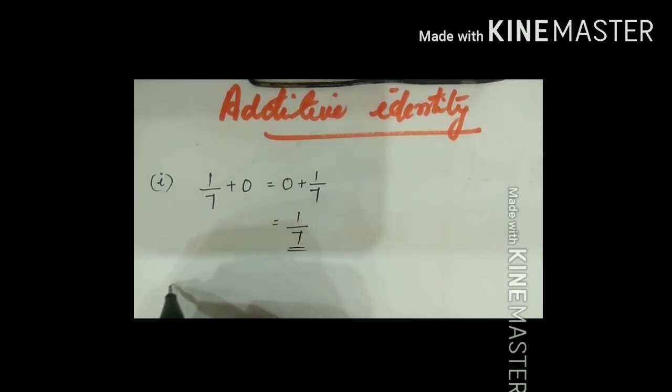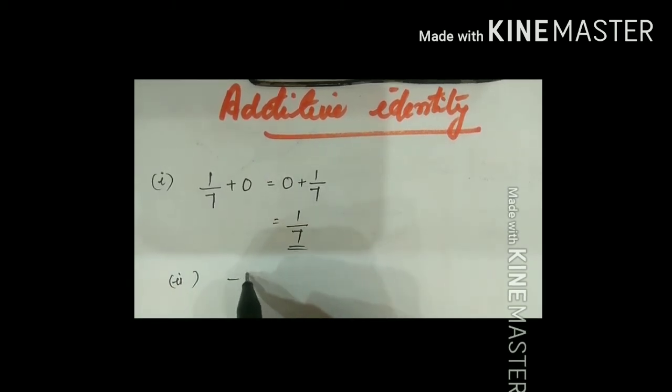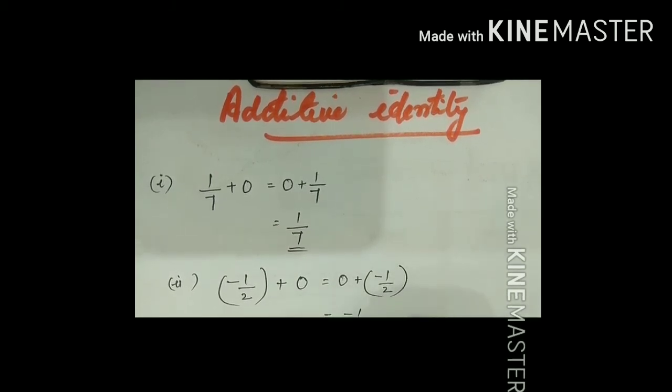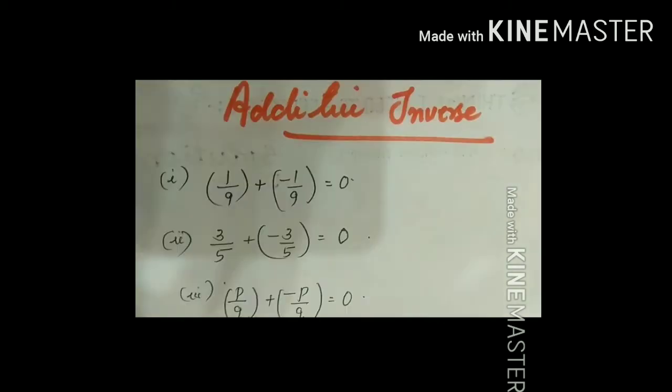Let's see one more case. So here minus 1 by 2 plus 0 is equal to 0 plus minus 1 by 2, which is equal to minus 1 by 2. Clear? Now what are we going to learn? We're going to learn additive inverse.